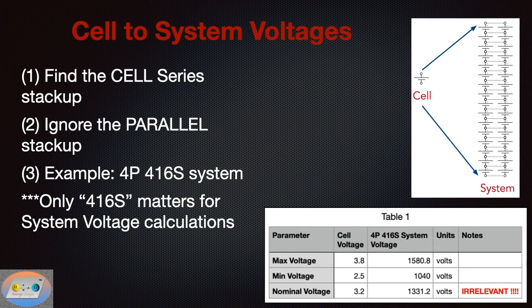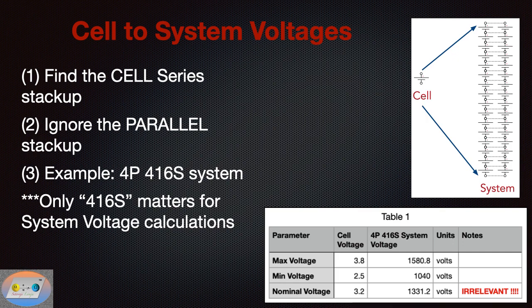If you look at the bottom right corner, I have a table where I put the parameters of cell voltages and system voltages. If you have a lithium iron phosphate cell from some manufacturers, you'll see the max voltage of 3.8 volts and the minimum voltage of 2.5 volts. Whenever you stack this up to the system level, you only want to consider the priority under number one here: find the cell series stack up.